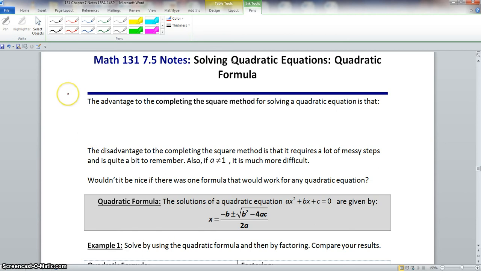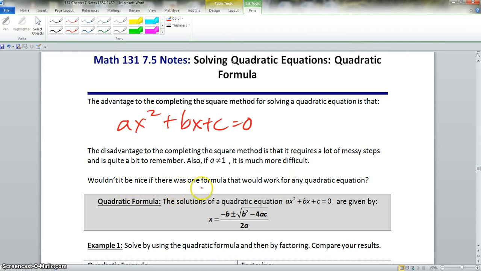Okay, class, we're about to start section 7.5, solving quadratic equations using the quadratic formula. The advantage to the completing the square method for solving a quadratic equation is that it works for ax squared plus bx plus c equals 0. The disadvantage is that it requires a lot of messy steps and is quite a bit to remember. Also, if a is not equal to 1, it is much more difficult.